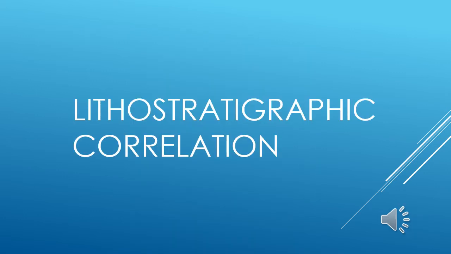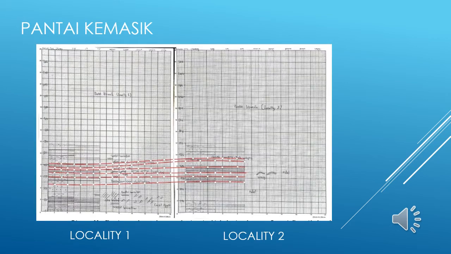Next, we will present the lithostratigraphic correlation between these three outcrops. The interbedded mudstone with sandstone bedding is related in both localities. This is because both localities have correlation between each other. Even though the lithology is in the same formation, it has slightly different thickness due to compaction or erosion.